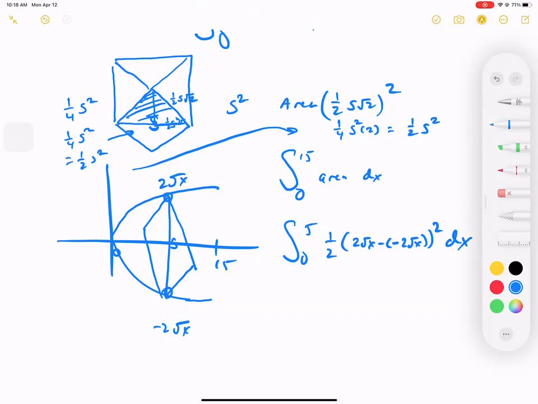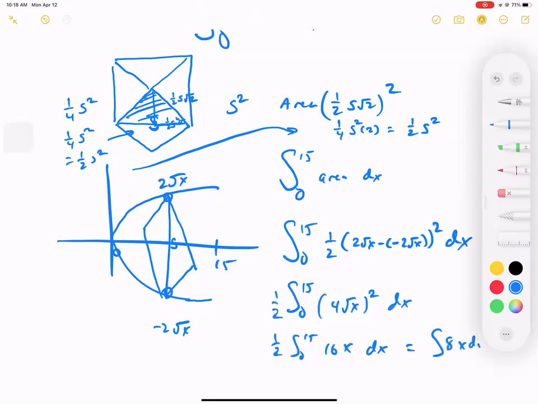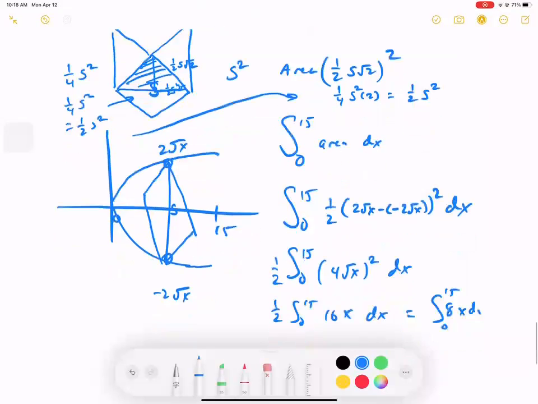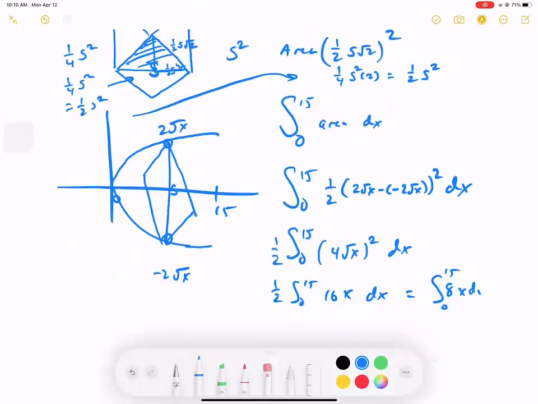Okay. You can simplify that. Integral from 0 to 15, that's 15, with 1/2 in the front. And if I add those together, 2 plus 2 is 4 square root of x, squared, dx. So 1/2 integral from 0 to 15 of 16x dx, which is just the integral of 8x dx, 0 to 15.